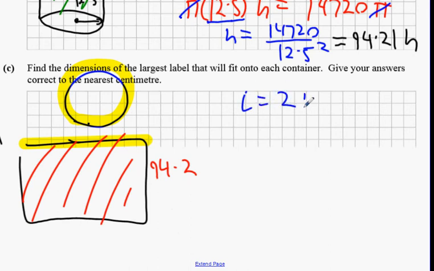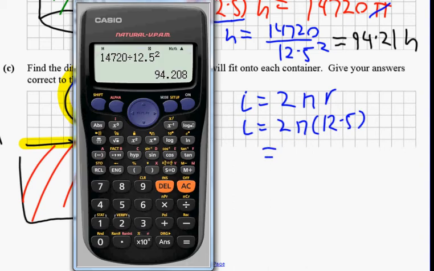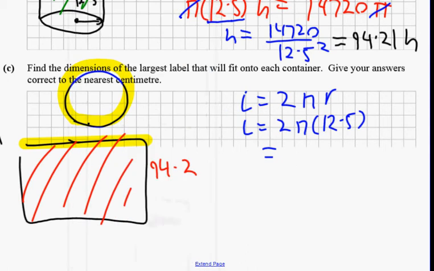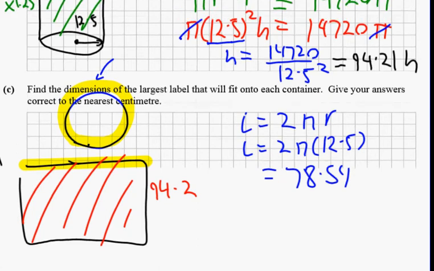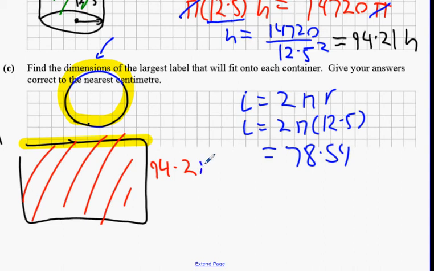So L equals 2 pi r. L equals 2 pi multiplied by 12.5. It's 25 pi. What is 25 pi? 78.54. So, what does it mean by dimensions, guys? What is length and height? Well, its height's 94.2 millimeters, and its width is 78.45 millimeters.